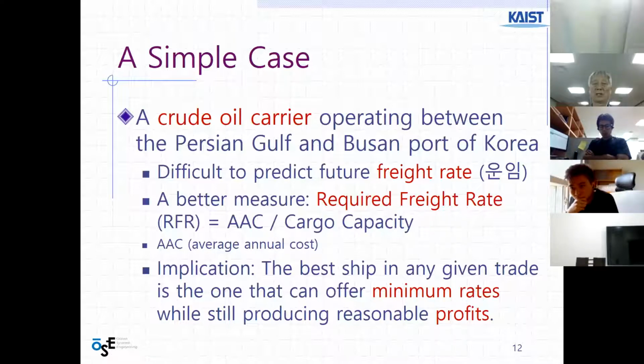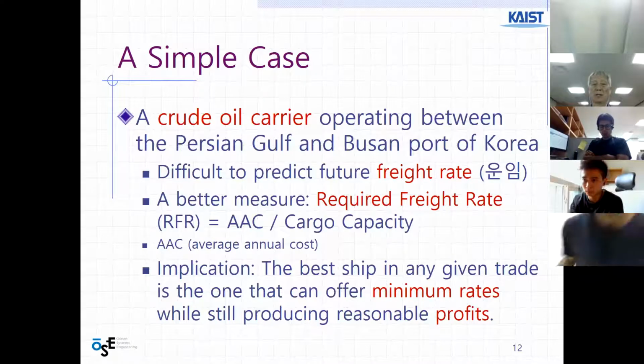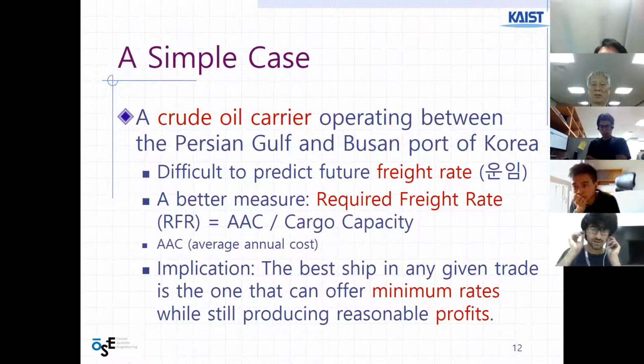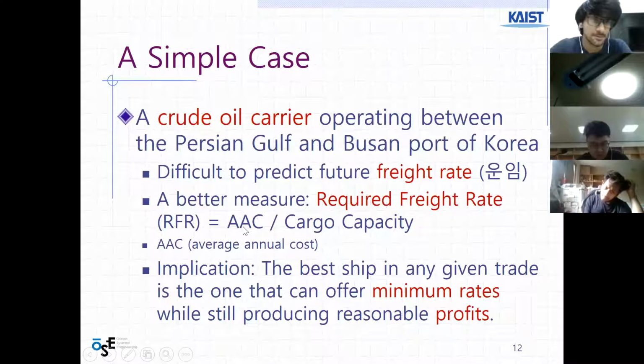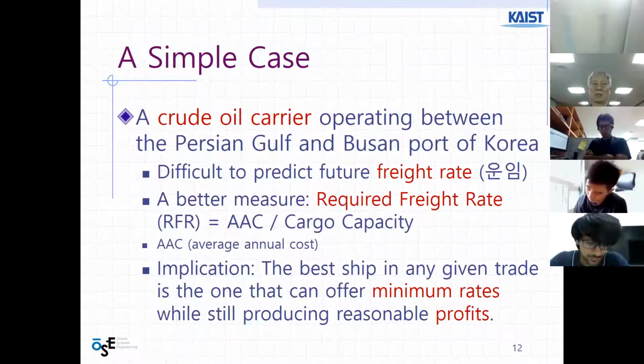When you design a ship, the implication is that the best ship in any given trade is the one that can offer the minimum rate while still producing a reasonable profit. So when you're calculating AAC here, you need to also include some small amount of profit on your starting investment.